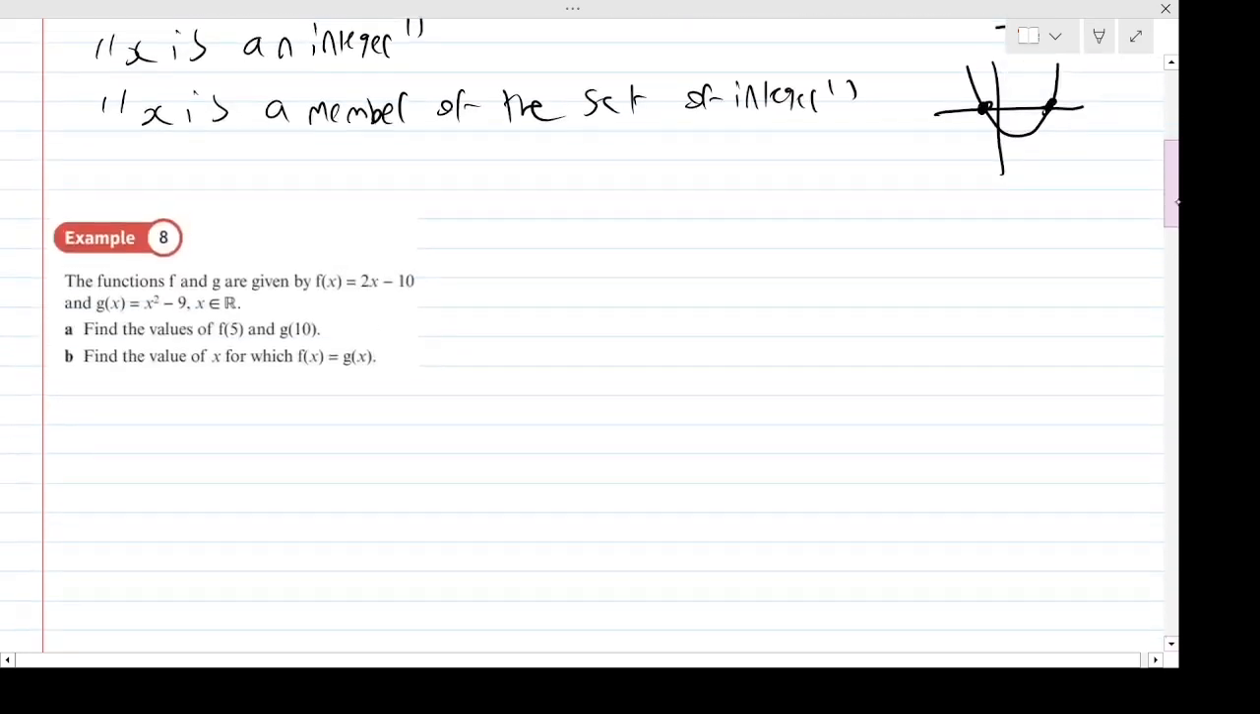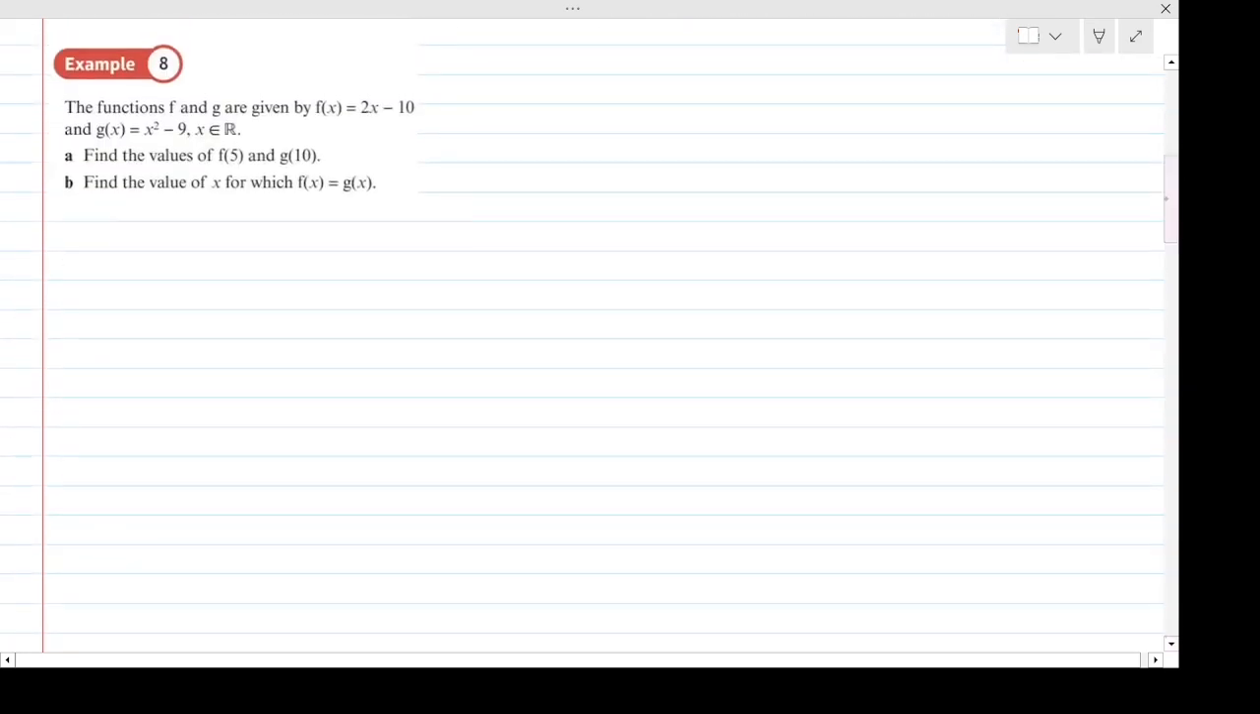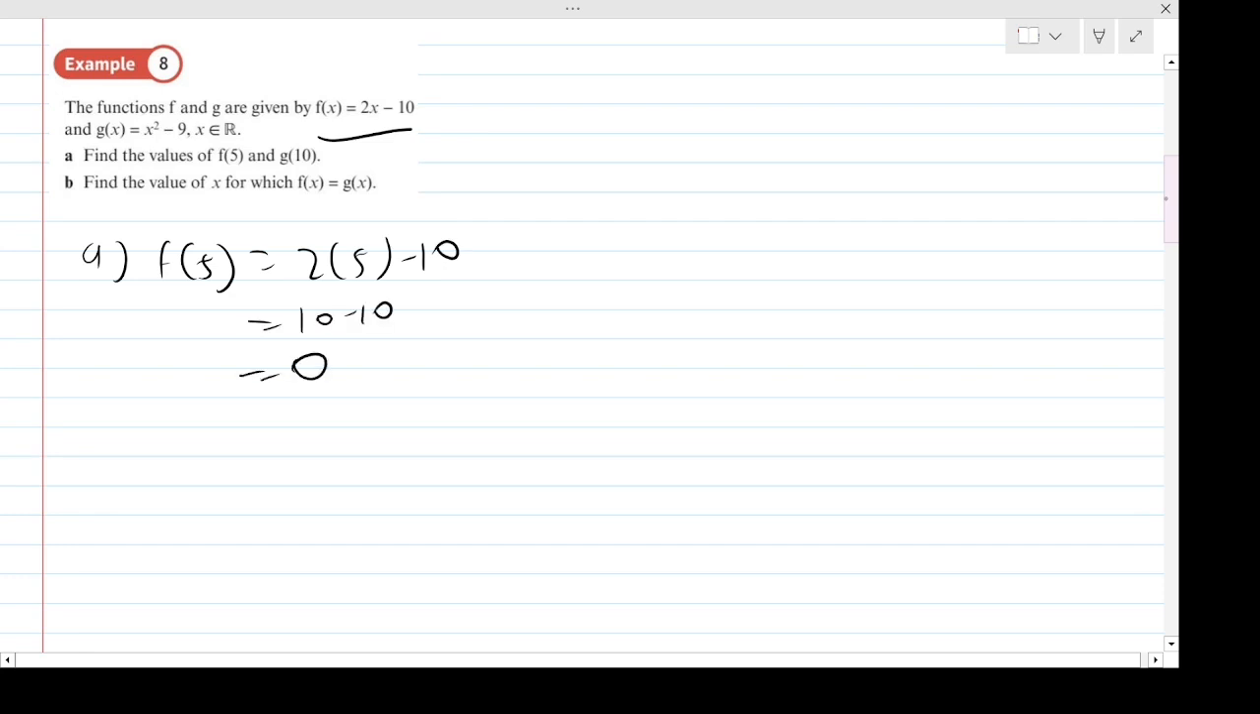So let's have a look at some examples. We're given functions f and g, where f of x is 2x minus 10 and g of x is x squared minus 9. We need to find f of 5. So we plug in x is 5 into f of x. That's 2 lots of 5, take away 10, which is 10 take away 10, which is 0. That would mean 5 is a root. But then also g of 10 is x squared minus 9 when x is 10, so 10 squared minus 9, 100 minus 9, which is 91.